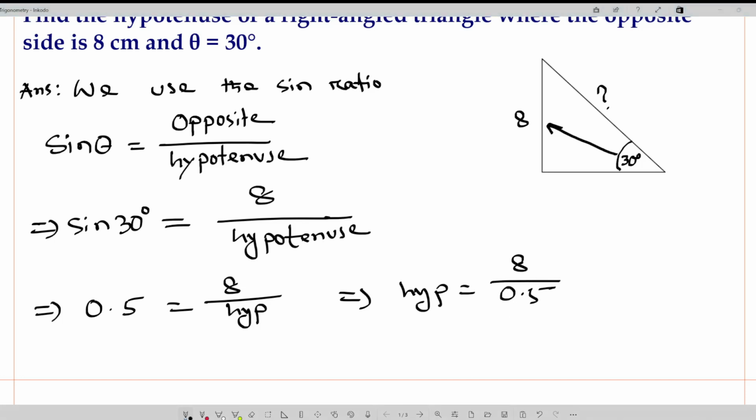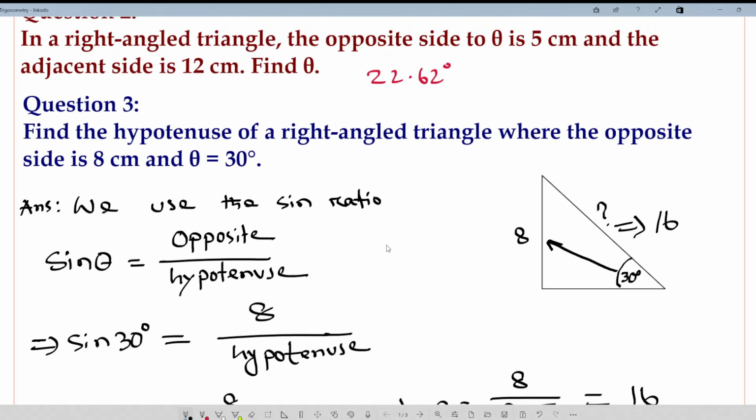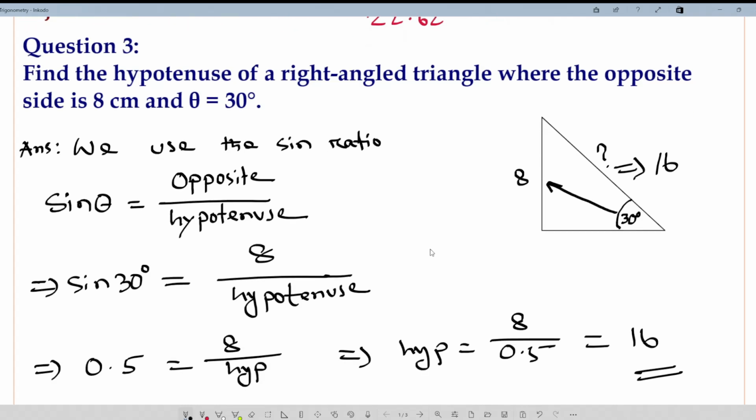Okay, so in this case the result is 16. So this is our third question answer.